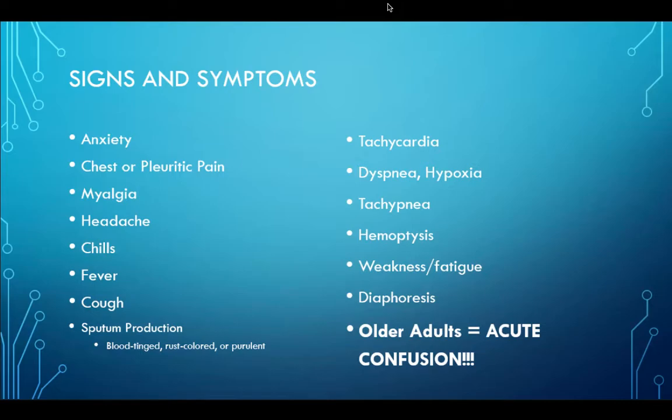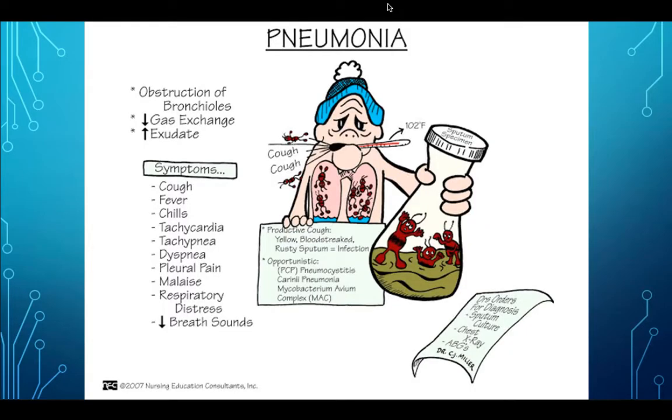And in older adults, one of the hallmark symptoms and early symptoms might be acute confusion. They might not show with a lot of these more common signs and symptoms. So with the older adult, we really need to assess their mental status. Again, you have this nice picture here in your handout of the overall symptoms and what they might present with.